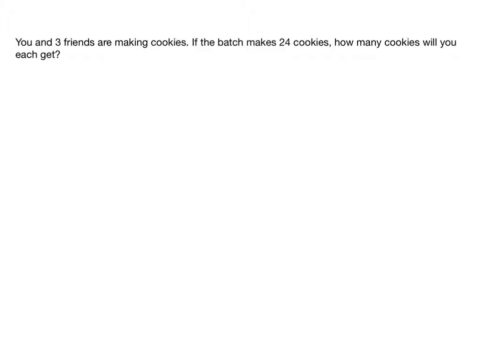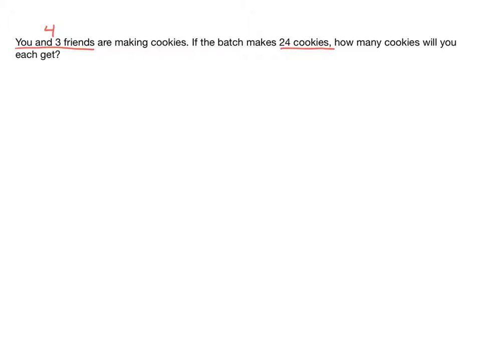The first step to solving this word problem is to underline the important information. In this problem, you would underline you and 3 friends because that's the total number of people, and you would also underline 24 cookies because that's the total number of cookies that are being made.